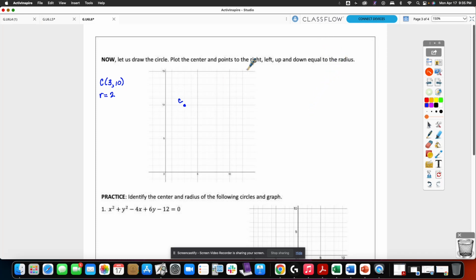And then we'll have to plot points to the left, right, up, and down equal to the radius from the center. So your reference is the center. So from the center, we will count 2 units. So 2 units to the right from the center, 1, 2. Here is the point. 2 units to the left, 1, 2. Okay. 2 units up, 1, 2. And then 2 units down, 1, 2. And then all you do is to connect these 4 points smoothly, okay, to form a circle. It doesn't have to be perfect, but it should look like a circle.